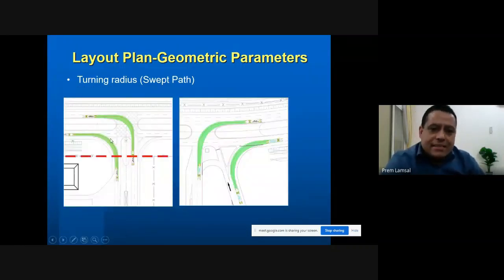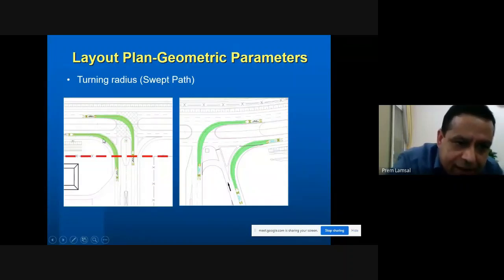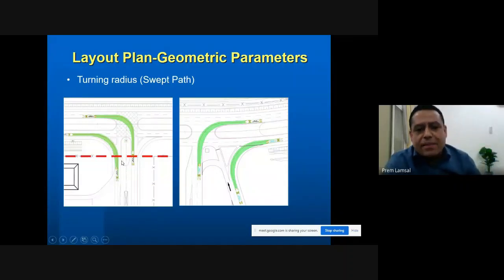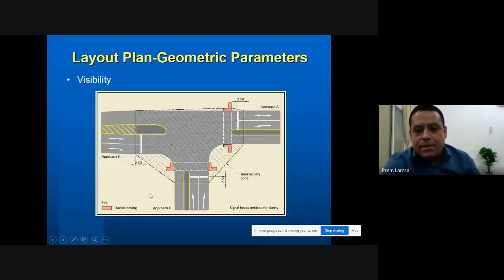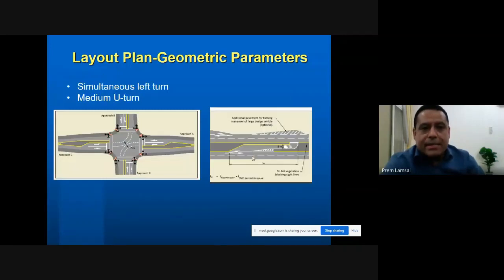Here I'm just quickly showing this. I believe you can see this green area. This is the sweep path. Normally we check the sweep path to see whether the vehicle can turn or not. Based on that, we decide the size of these turnings. Similarly, this is the typical T intersection. This is the intervisibility zone. You can see all these zones would be visible to each other. There should not be any obstruction. So this is again very important while designing intersections.